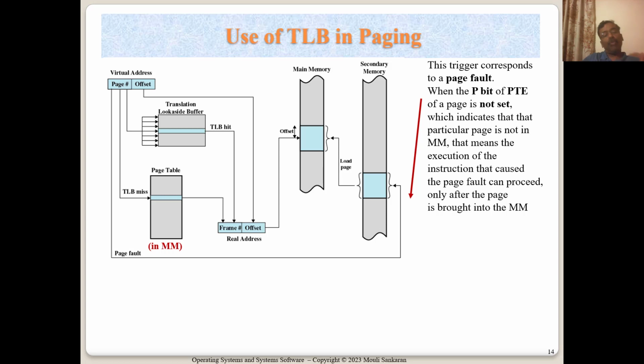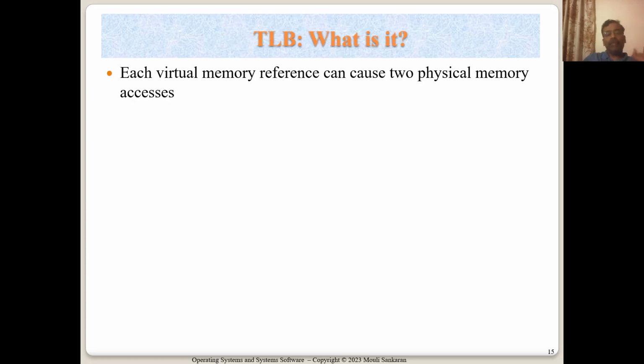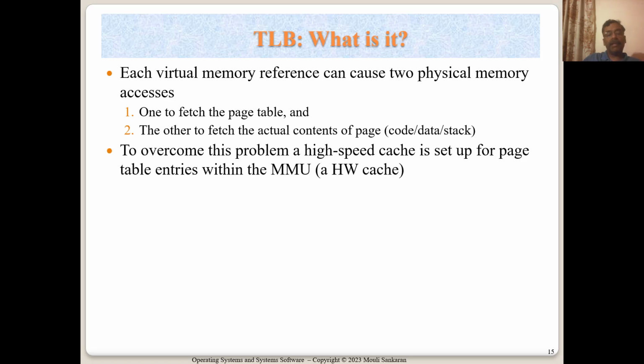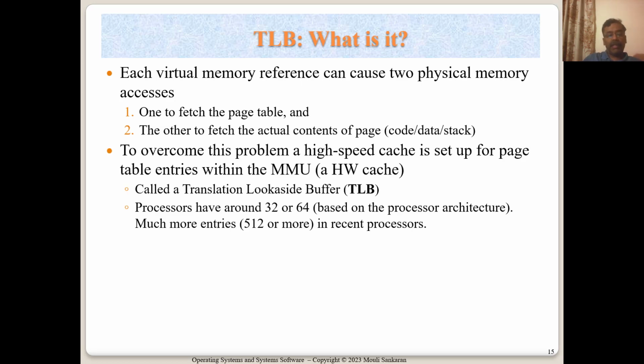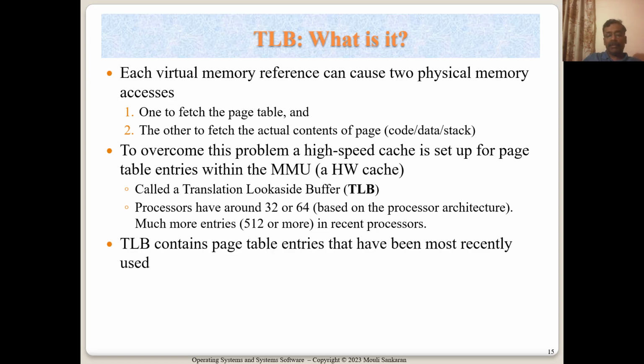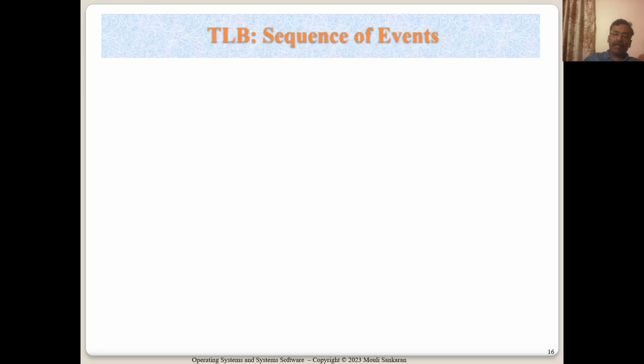It is much more valuable when you have multiple levels of pages. Okay, so TLB, what is it? A virtual memory reference can cause two physical memory accesses, or much more if multi-level pages are there. So you have a hardware cache, and it's called the TLB. It may be around 512 bytes or more in recent processors. We use the TLB entry to be knocked off when you need to create space in the TLB, and it's a hardware cache. Okay, it has a PTE.